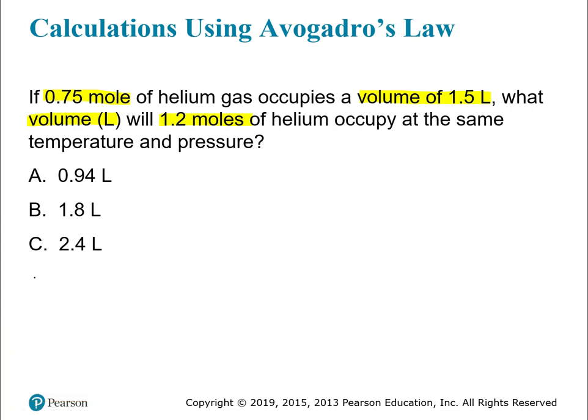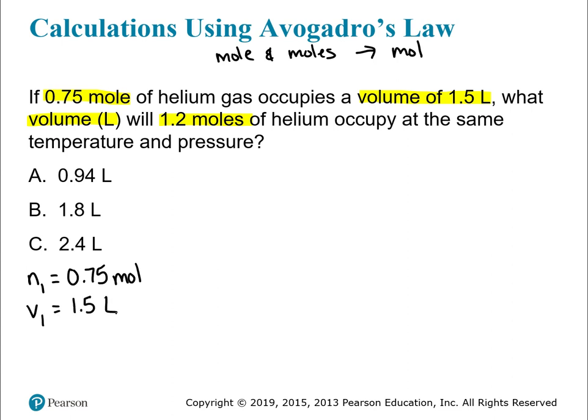So what do we have? Initially, we have 0.75 moles. And I abbreviate mole and moles with M-O-L. So make sure you get that. That's what I do. Sorry if it confuses you. I hope it doesn't. We've got a volume of 1.5 liters. Those are the initial conditions. What volume, that indicates we don't know it, will 1.2 moles occupy? So our new condition is 1.2 moles. What do we have here? Moles and volume. So that means Avogadro's law.